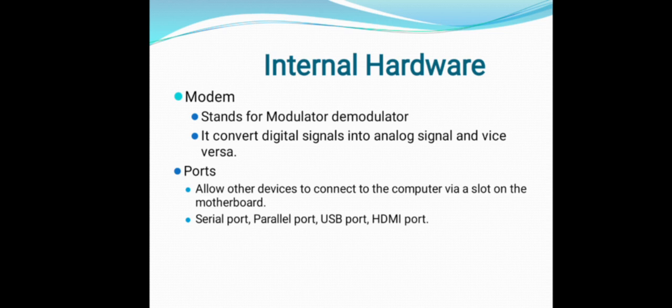The next hardware is your ports. Ports allow other devices to connect to the computer via a slot on the motherboard. Some examples of different types of ports that are commonly used are serial port, parallel port, USB port, HDMI port, Ethernet port, and different kinds of sockets that are used to connect external audio and video devices to the computer. After that, power connector, PS2 port, and VGA port are also available there.